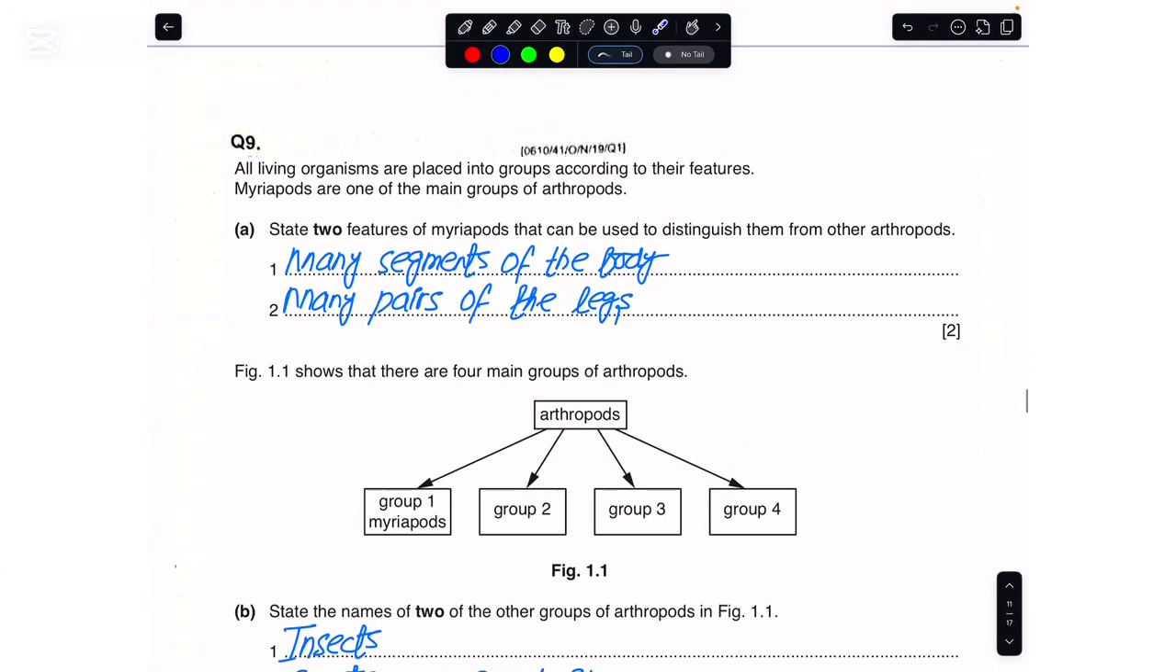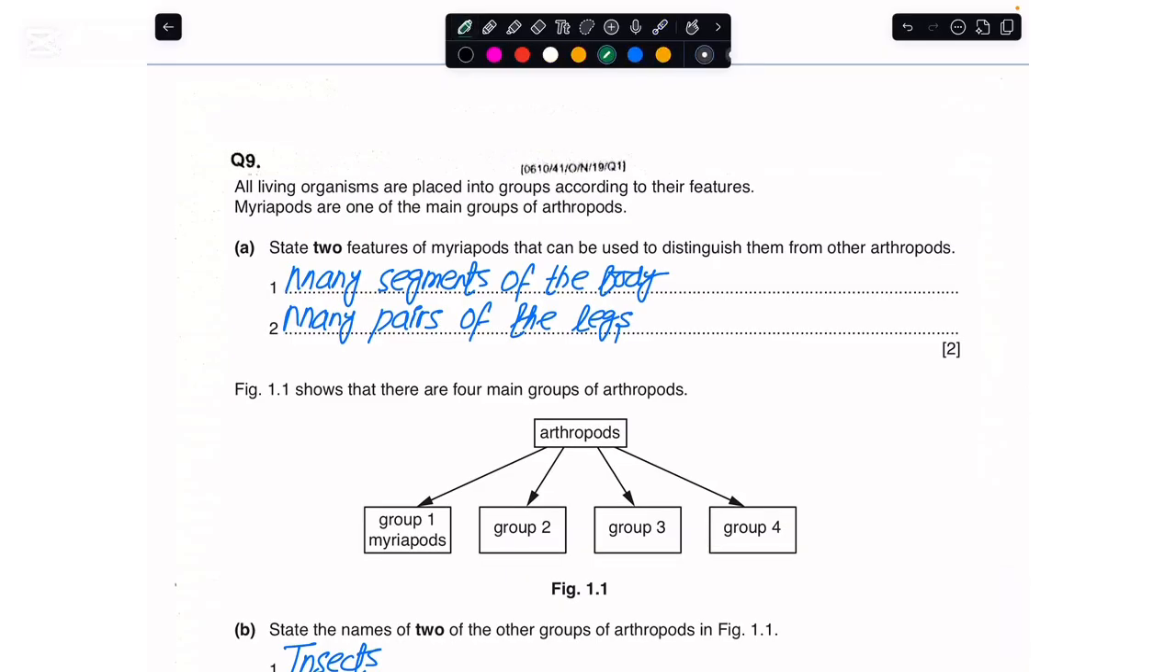Now, moving on toward question number 9 that we have with us. This came in the year 2019 October November, and the variant was 4.1 for your theory paper. They say all living organisms are placed into groups according to their features. And further they tell us that the myriapods are one of the main groups of the arthropods. Among the arthropods we have got major four classes, like we have the myriapods.